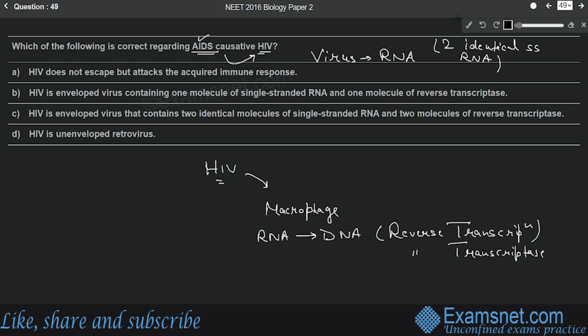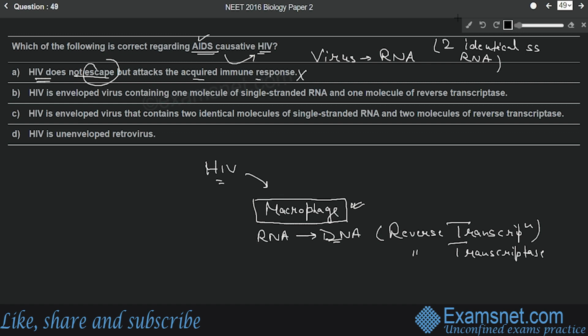Now what will happen, as this macrophage cell will divide inside the human body, along with this cell, the DNA of HIV will also multiply, and in this way it will escape the human immune system. And this is the reason macrophage cell is also known as HIV factory. Okay, now let's see the statements. The first statement says HIV does not escape but attacks the acquired immune response. No, this is incorrect, because we have seen that it escapes the immune response, because along with macrophage cell it keeps on dividing. So immune system is unable to prevent it from dividing.